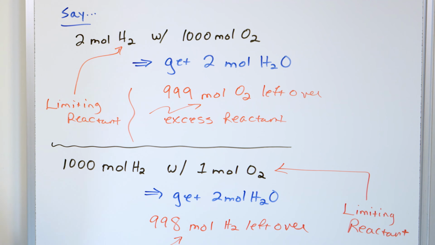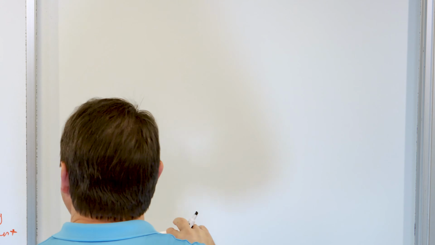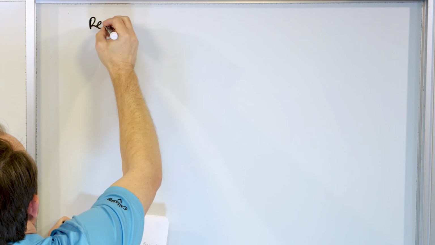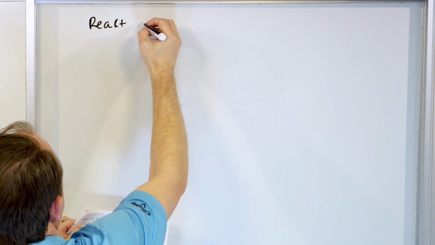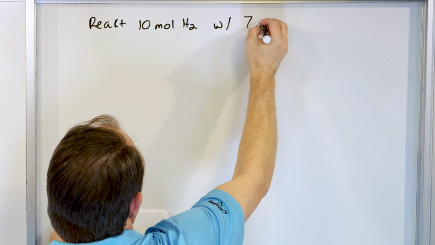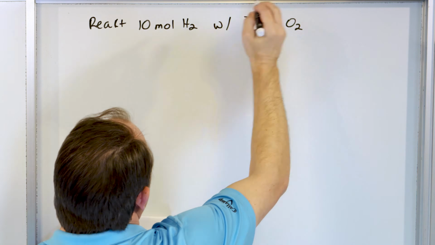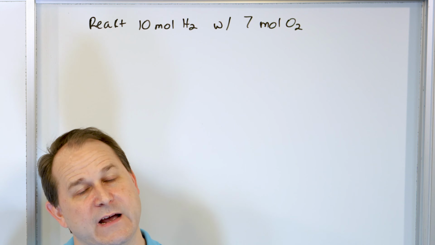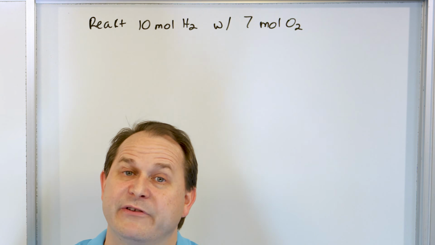Now let me give you another situation, which I think I'm going to do on the other board. Another situation that is much more like a chemistry problem. Let's say that instead of these extreme situations, I react 10 moles of hydrogen with 7 moles of oxygen. Which one of these is the limiting reactant? And how much water will be made? You see, now it's not so easy.